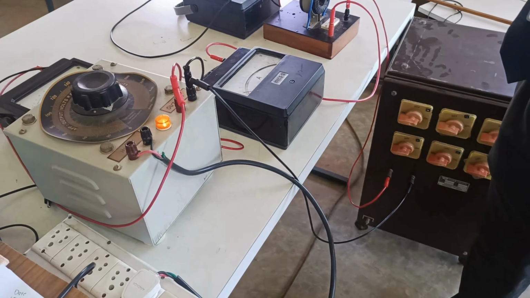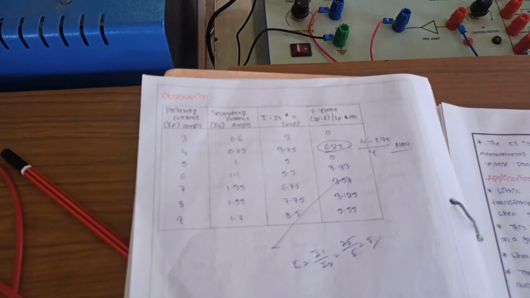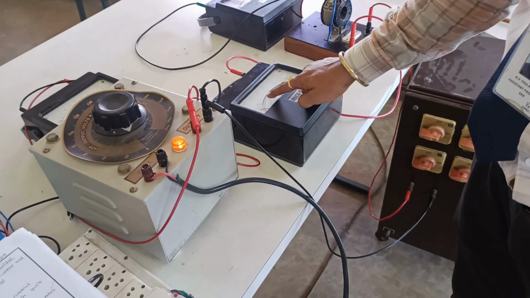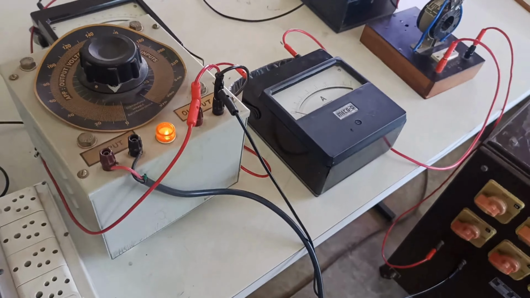So let's try to tabulate all these values in a tabular column. First, let's make the tabular column like this, and let's apply a current. Let us take current as a reference. So here I'm going to take 4 amperes as a reference. Slowly I am adjusting the auto transformer. Slowly I am going to apply the voltage.